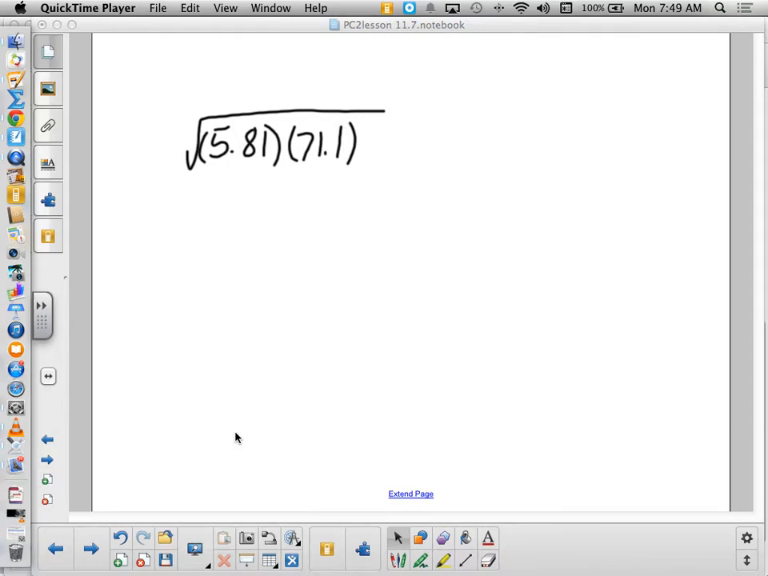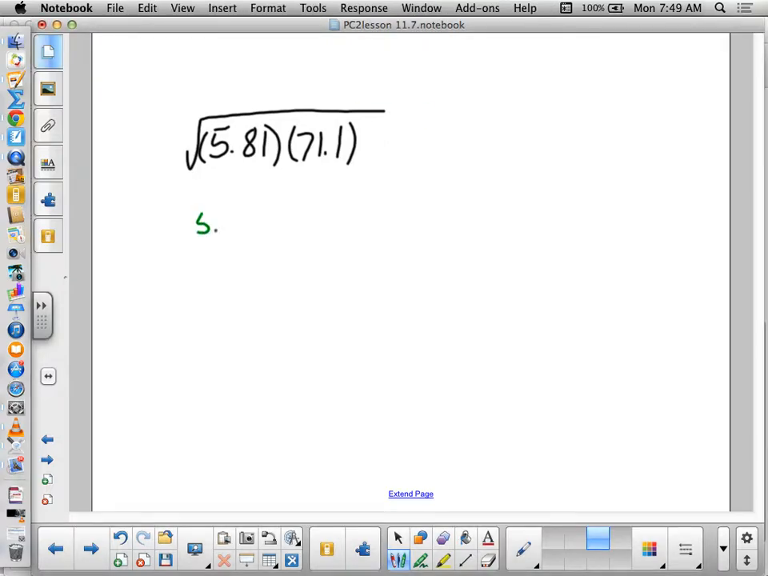Like this, remember that logarithms hate radicals. Logarithms and radicals are not friends. They do not like each other. Logarithms and exponents are friends. So whenever we get radicals, we're going to re-express as an exponent.